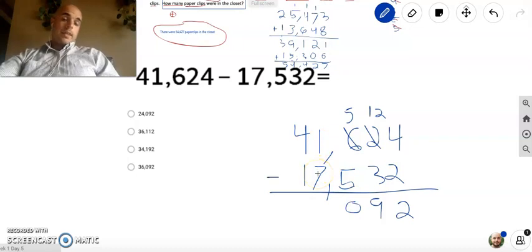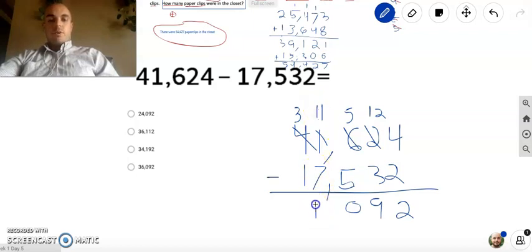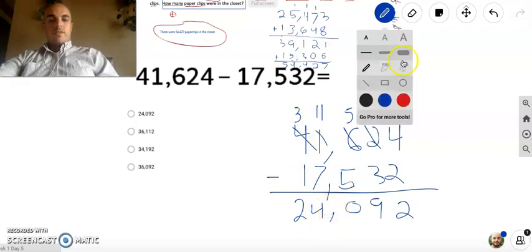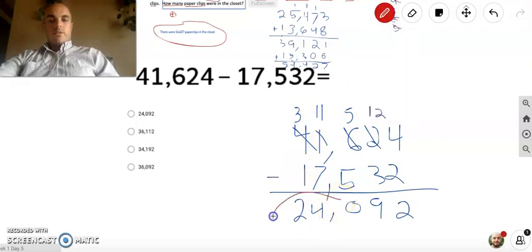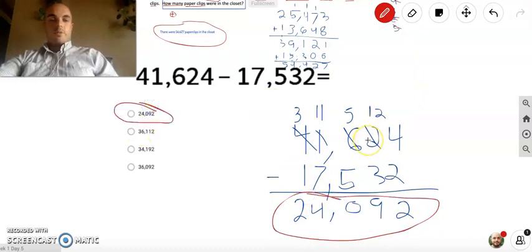1 minus 7. I can't take 7 from 1. So I'm actually going to borrow again. 3. And I'm bringing 10 pieces over, rewriting that 1 now as 11. 11 minus 7 is 4. It's kind of a goofy 4. Let me rewrite that for you guys. 4. 3 minus 1 is 2. And my final answer is 24,092. So let's see if that's one of our choices. Yep, it's A right there, 24,092.